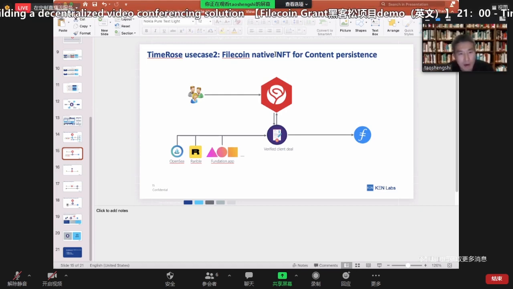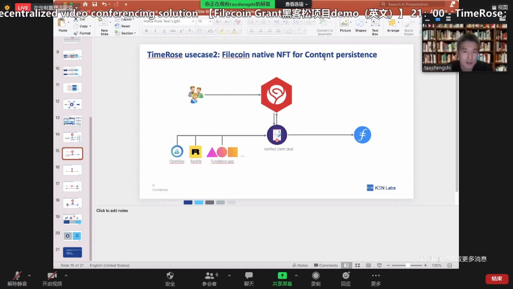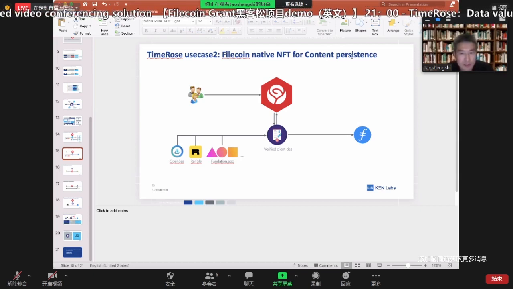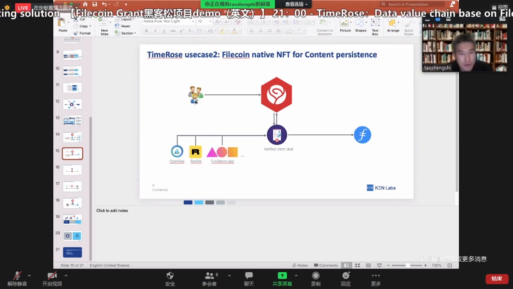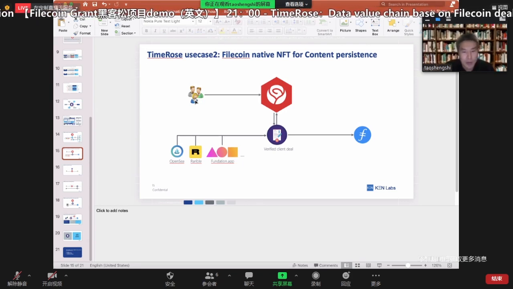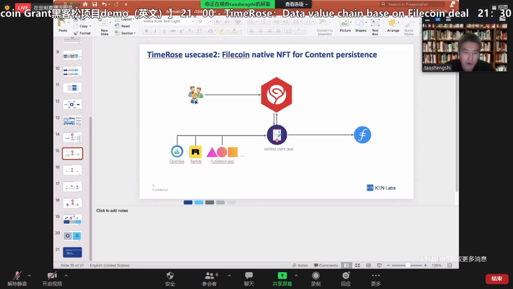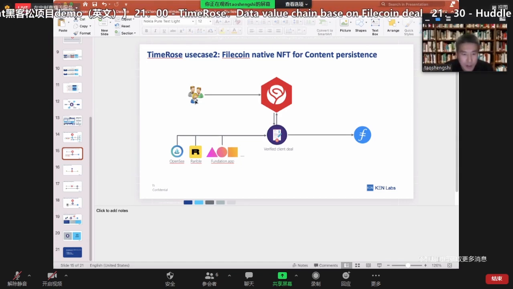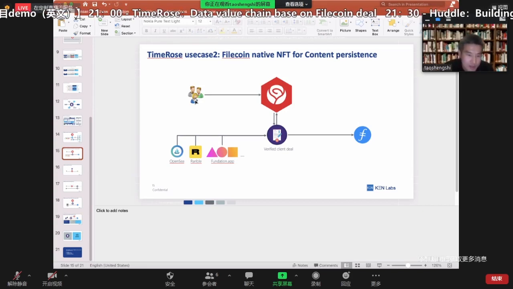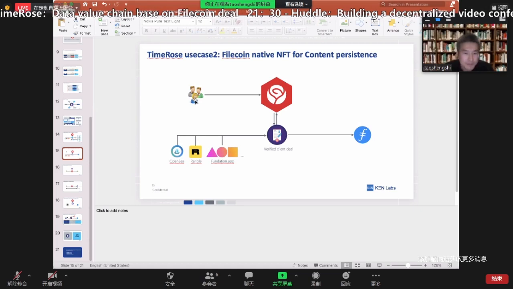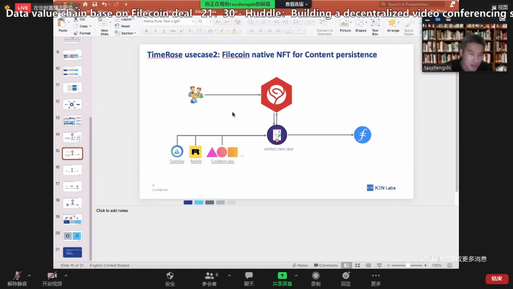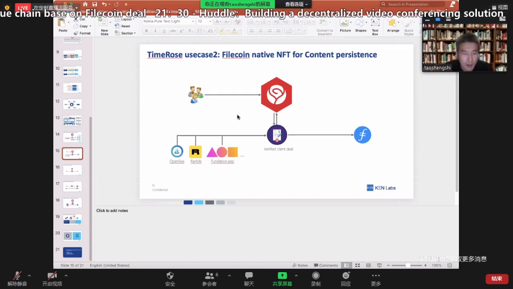The next use case is somehow related to the first use case, that is content persistence. You can think that some users could use TimeRose to upload files or data to the Filecoin miners, and they will set up deals between each other. And these deals will be NFTs. And these deals are a kind of verified client deals. That means new users could upload new NFTs, leveraging the Filecoin ecosystem.